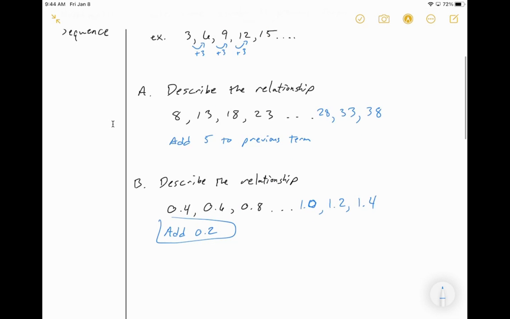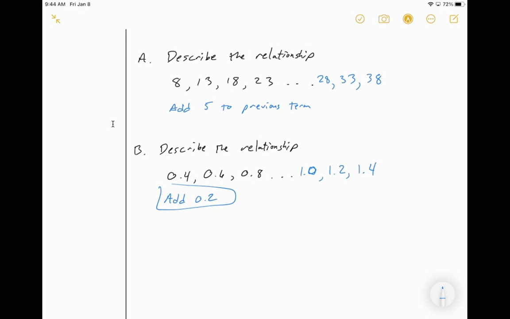So yeah, decimals make things a little bit more confusing. There might be fractions. Obviously, those are a little bit harder too. But there's nothing like changing denominator or anything like that. Okay, let's move on.